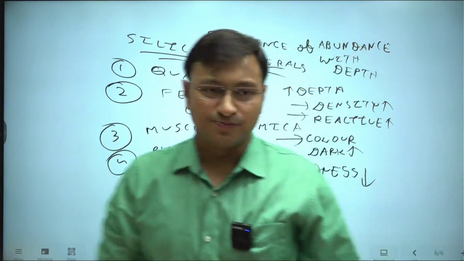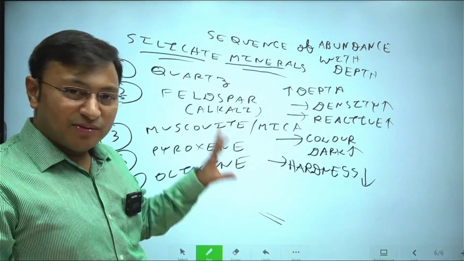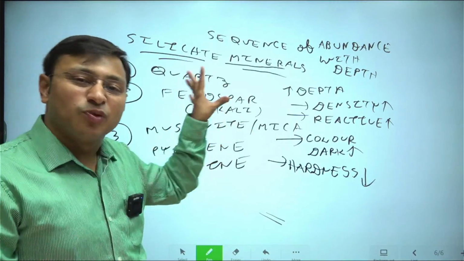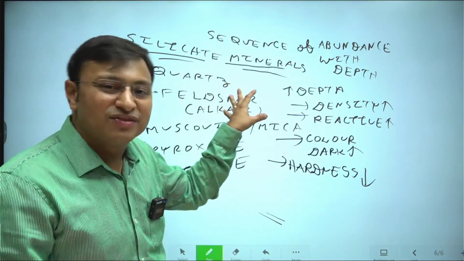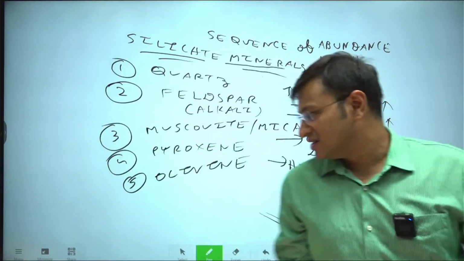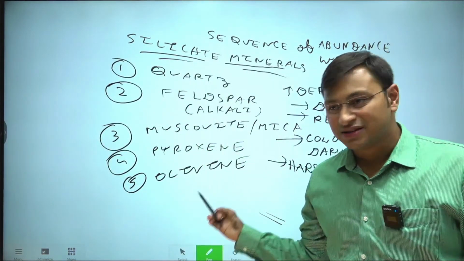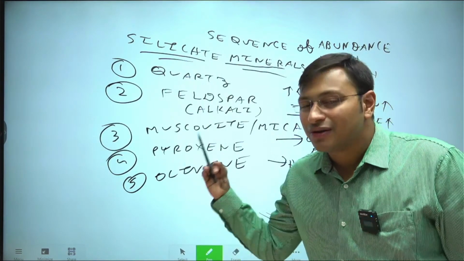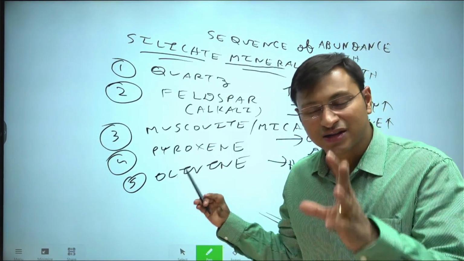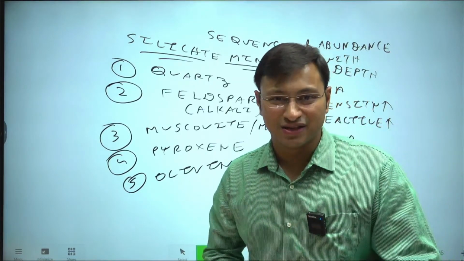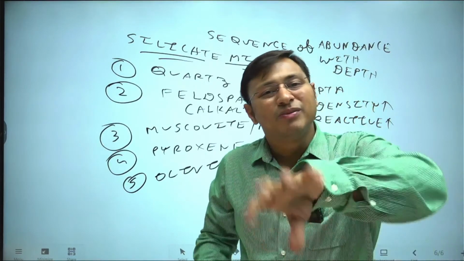Again, I am reiterating, if I am considering the properties of the silicate minerals, quartz will have the least density, whereas olivine will have the highest density, but it will also have the highest reactivity. It will have the darkest color, but its hardness will decrease. Meaning that it will become extremely brittle.